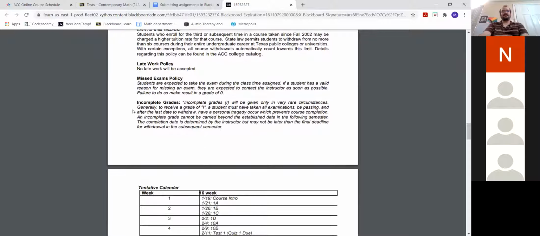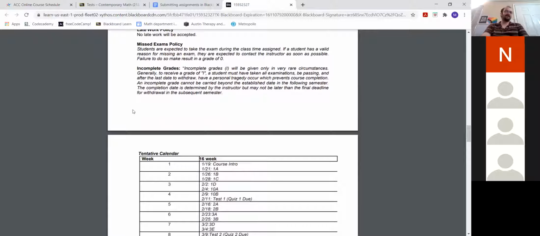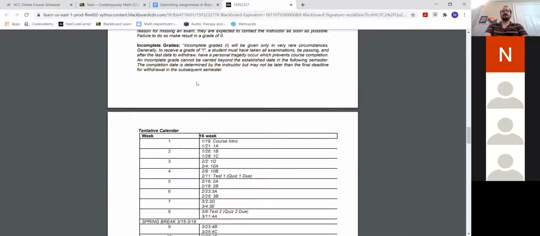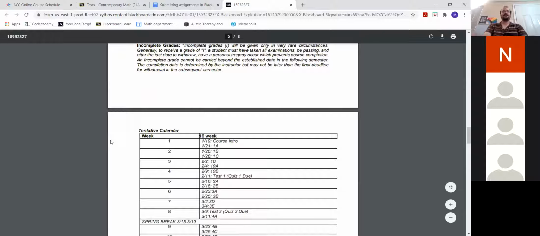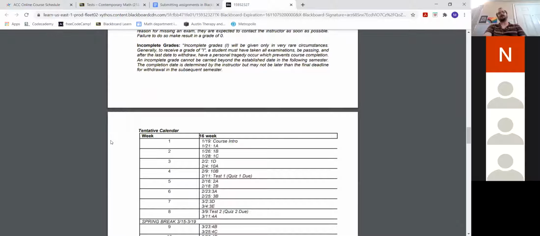Incomplete grades, I almost never give incomplete grades. I've never given an incomplete grade, but they are a thing that is possible if you have some sort of emergency. That's almost never something that happens.